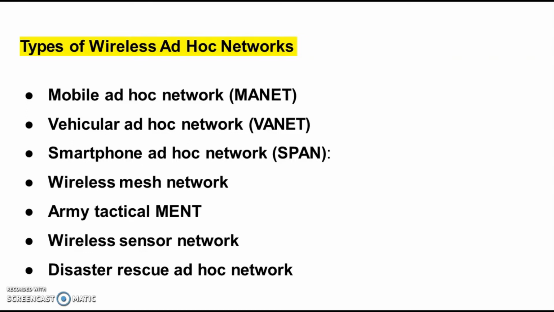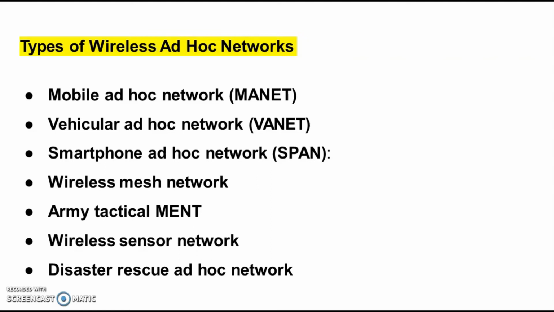Then the vehicular ad hoc network is used to make communication between vehicles. By the use of artificial intelligence or any such technologies, we can make connections between the vehicles. That concept comes under the vehicular ad hoc network. Then the next one is the smartphone ad hoc network. We can create a wireless ad hoc network by the use of smartphones, using technologies such as Wi-Fi or Bluetooth. That comes under the smartphone ad hoc network.